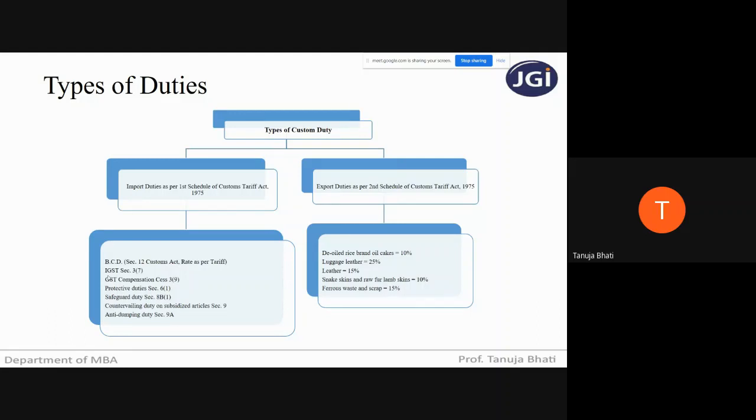So the IGST charged may be 12%, 18%, or 28%, depending on the goods that are being charged. Okay. Now, why is this IGST charged? Why is this IGST charged? Because the goods are imported from outside India into India.